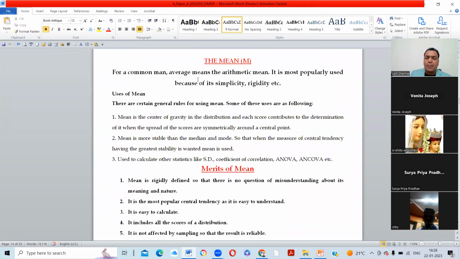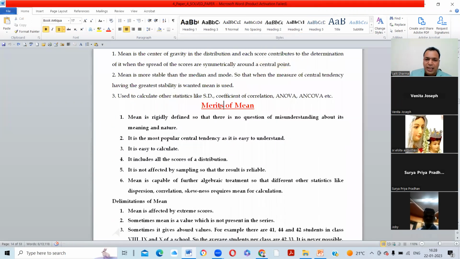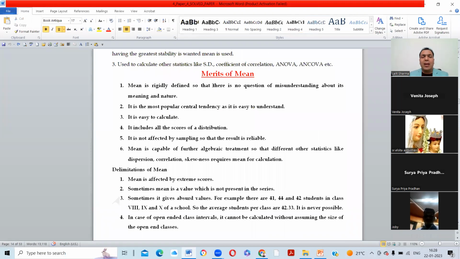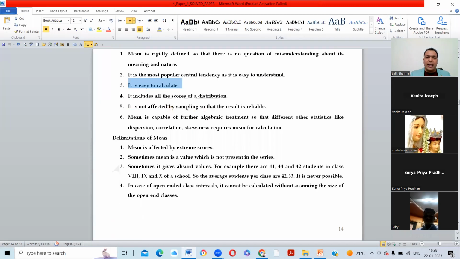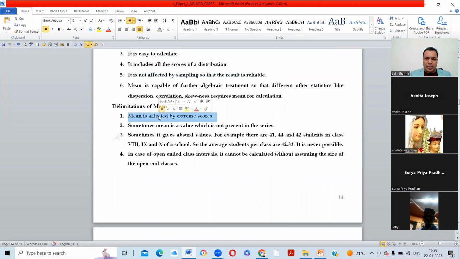So mean, you should know that mean is always called average. What is a mean? Mean is an average, arithmetic mean. Okay, what is the merit of a mean? It has asked what are the merits and delimitations of mean and median, right? So what is mean? It is the most popular central tendency, easy to understand, easy to calculate, it includes all the scores of the distribution, it is not affected by the sampling, so the result is reliable, right? Then what are the delimitations? These are some of the delimitations, right?